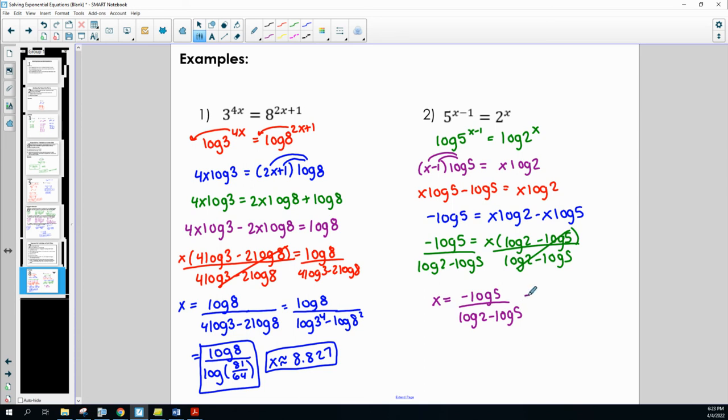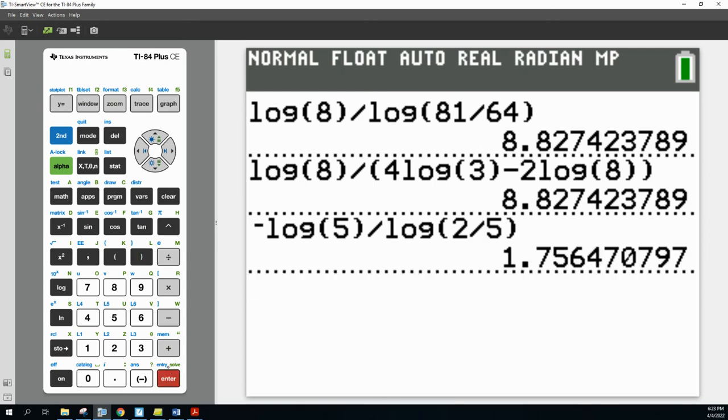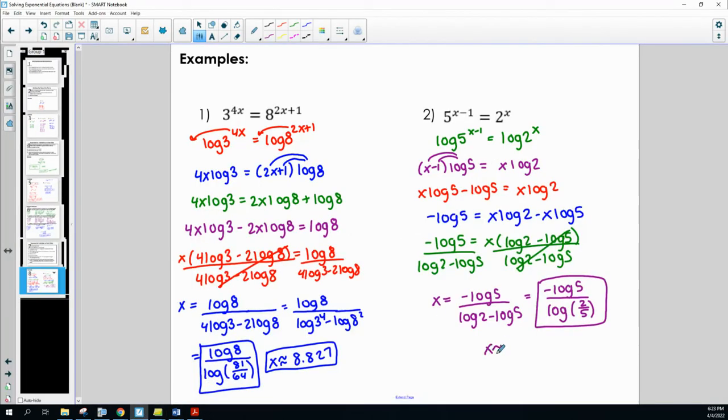So what I am going to do is try to condense it. So I have negative log of 5 on the top. Because I have subtraction, this is really going to be division. So I have log of 2 over 5. So this would be my exact answer. And then I'm going to do negative log of 5 divided by log of 2 over 5. And then I get an approximate answer of about 1.756. So x is approximately 1.756.